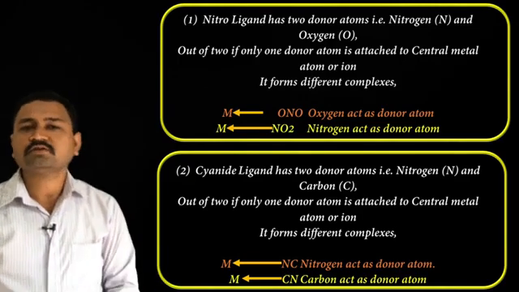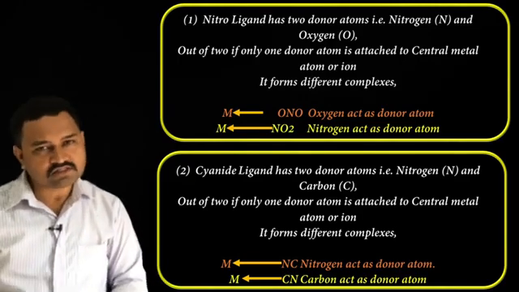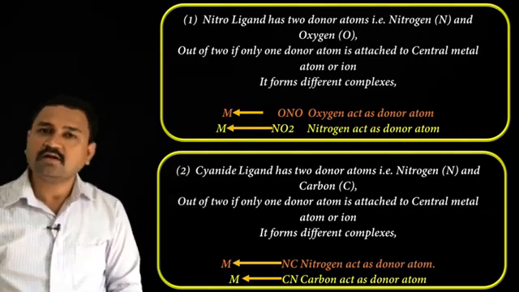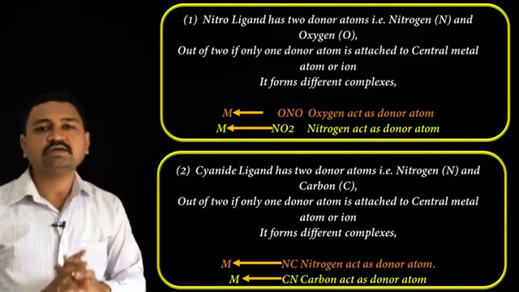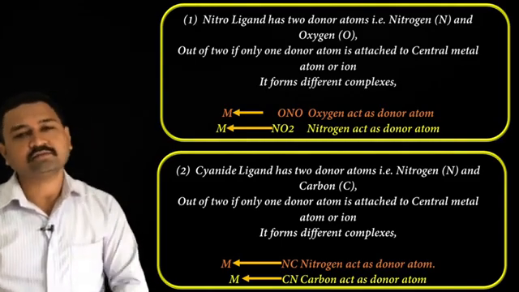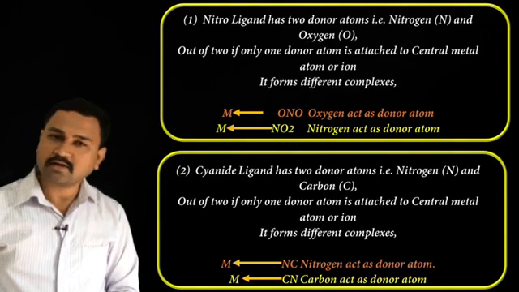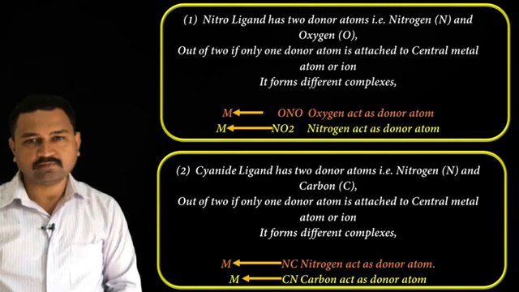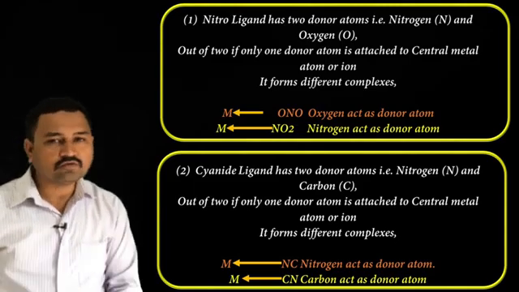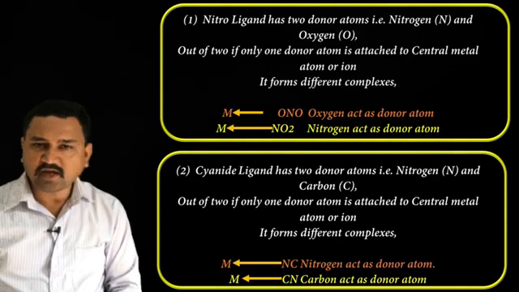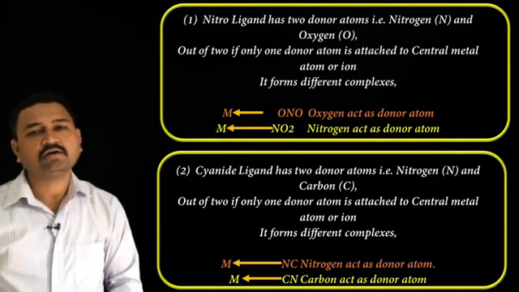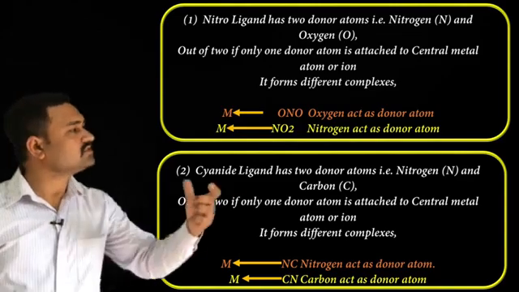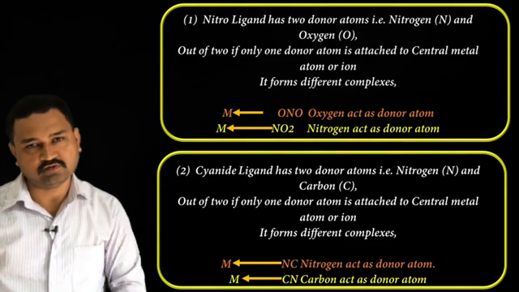During complex formation, if the nitrogen atom donates its lone pair of electrons to the central metal ion, it will form one type of complex. But in another complex, instead of the nitrogen atom, if the oxygen atom donates its lone pair of electrons to the central metal atom or ion, then it will form another type of complex. So this nitro group acts as an ambidentate ligand which has two donor atoms, but the point of attachment to the central metal ion or atom is through different donor atoms.